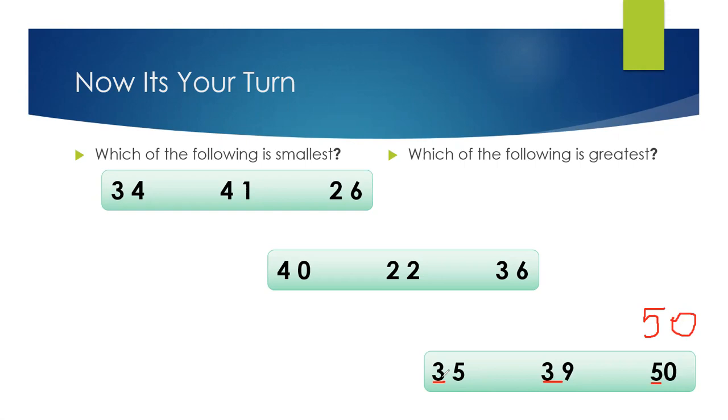Although 35 and 39 both are smaller than 50, out of these two numbers, which number is the smallest? We have to compare the second digit. Here we have 5 and here we have 9. So here we can see that 5 is smaller than 9, and if the digit 5 is smaller than 9, then we can say that number 35 is smaller than number 39. So that was all.